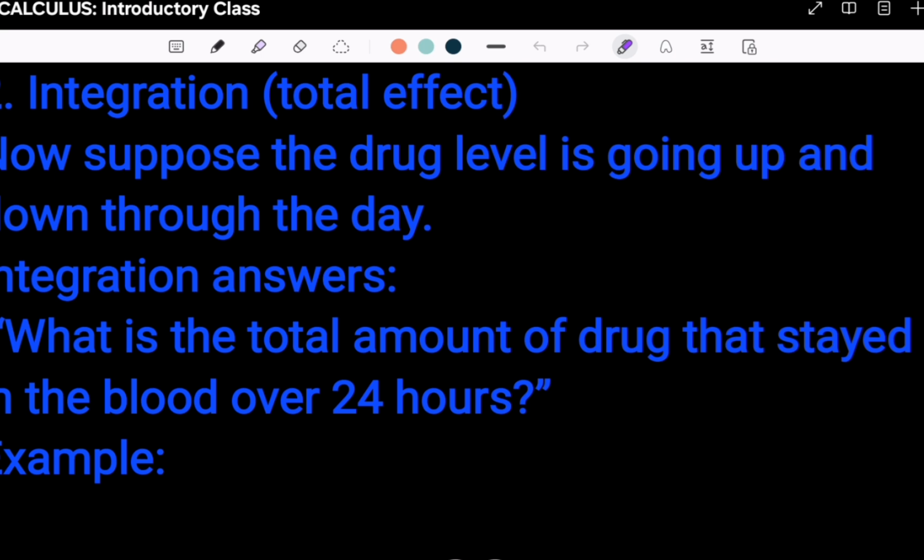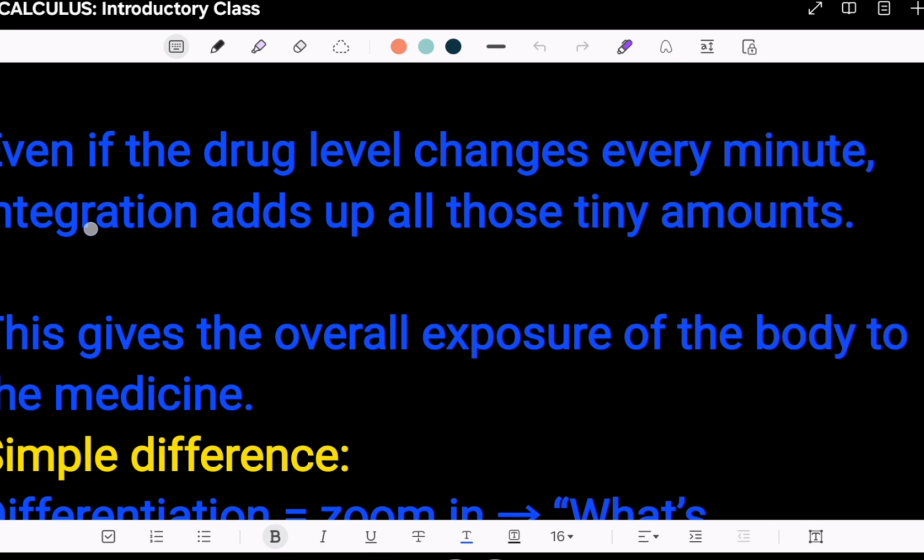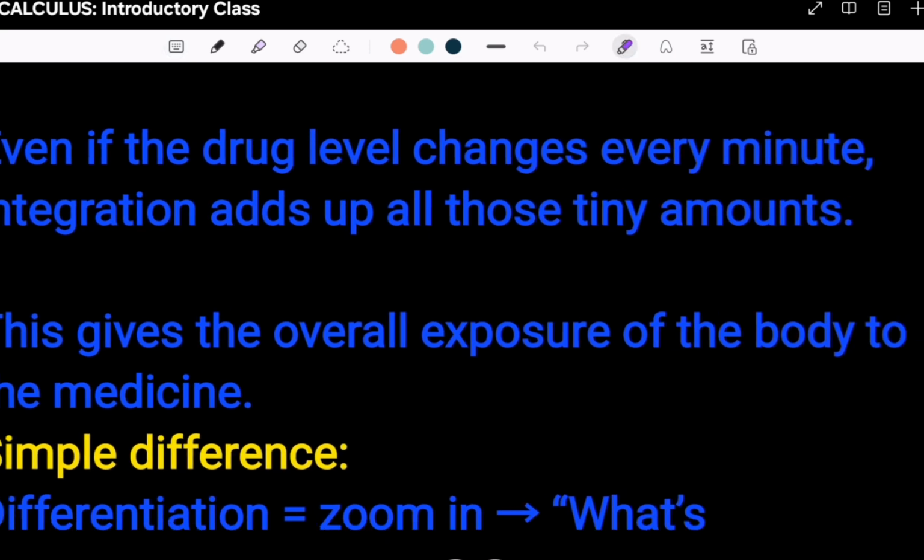Now suppose the drug level is going up and down through the day. Integration answers what is the total amount of drug that stayed in the blood over 24 hours. For example, even if the drug level changes every minute, integration adds up all those tiny amounts. It means in 1 minute how much drug is lost from the body and how much stays there. The integration adds up all these tiny amounts. This gives the overall exposure of the body to the medicine.